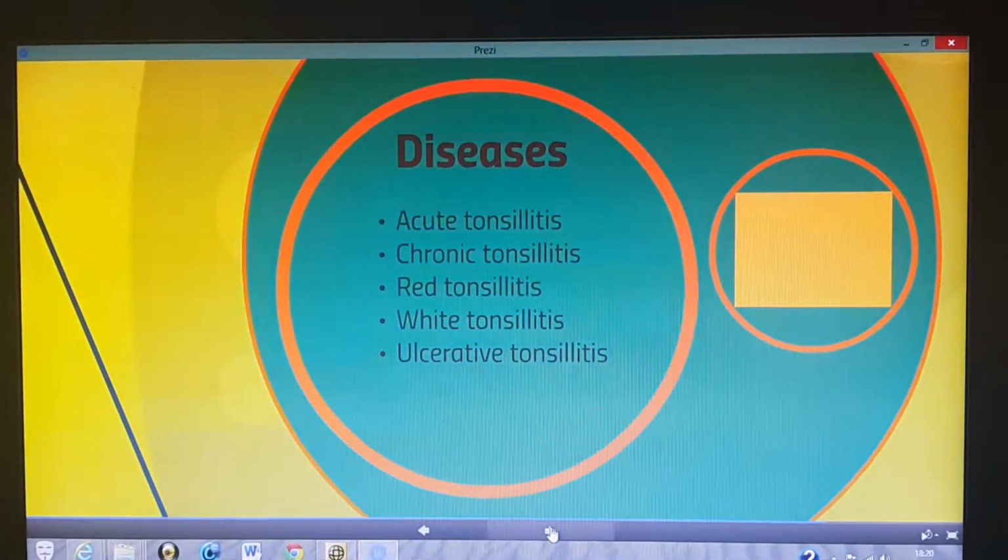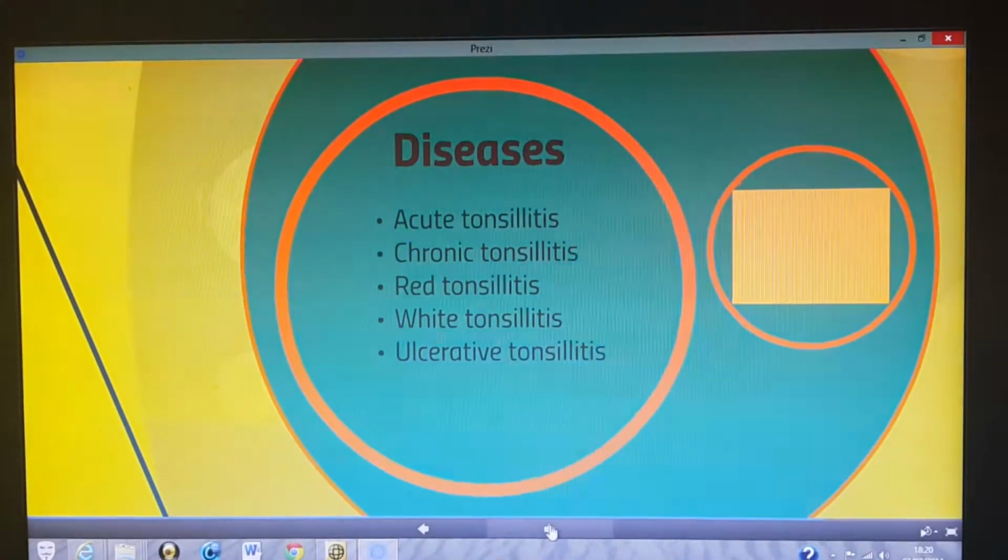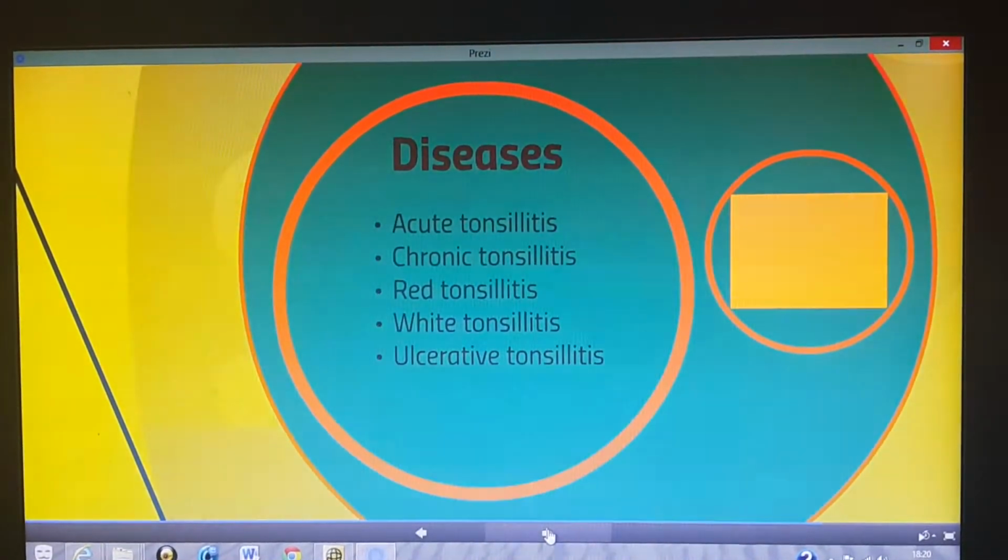Diseases: acute tonsillitis, chronic tonsillitis, red tonsillitis, white tonsillitis, ulcerative tonsillitis.